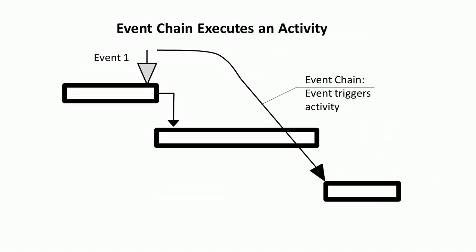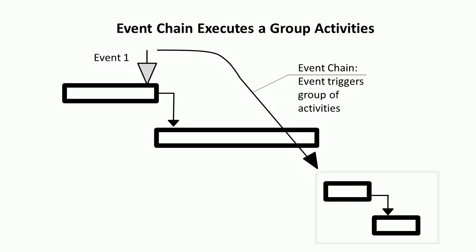In this case, the event chain line will be connected at the beginning of the activity with an optional arrow. Event chains may trigger a group of activities. In this case, this group of activities will be surrounded by a box or frame, and the event chain line will be connected to the corner of the box or first activity within a frame.